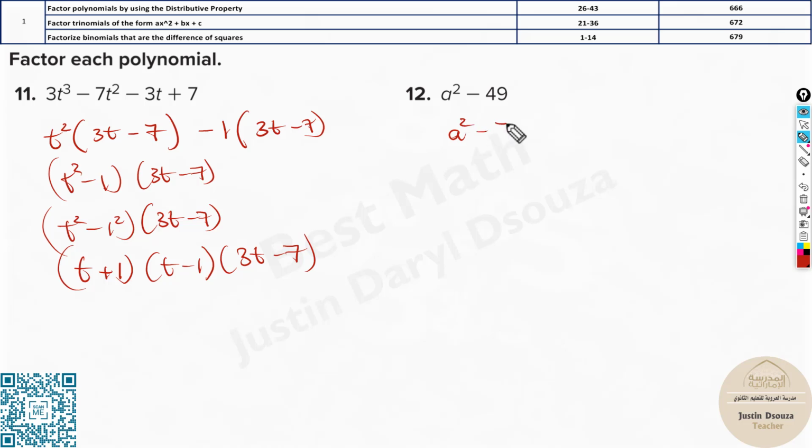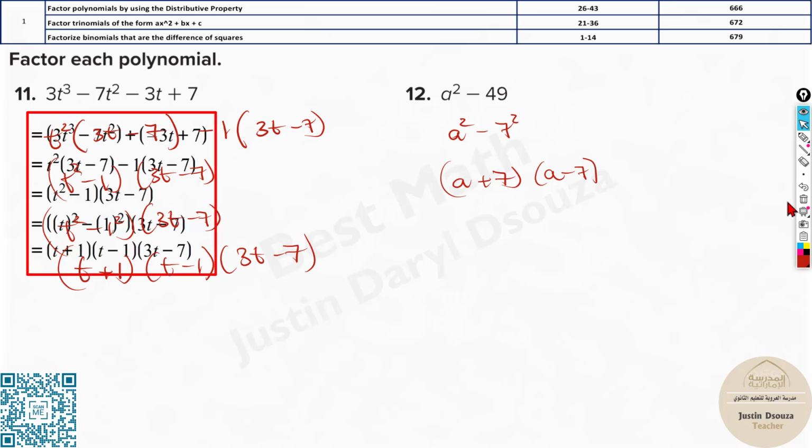Here again a simple one, a squared minus 7 squared. That will be a plus 7, a minus 7. You need to write the identity as well, depending on the steps. I wouldn't write the identity for this because it's already plenty of steps, but over here, yes, it's very important to write the identity. And those are the answers.